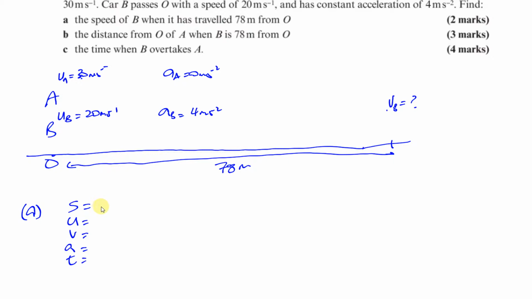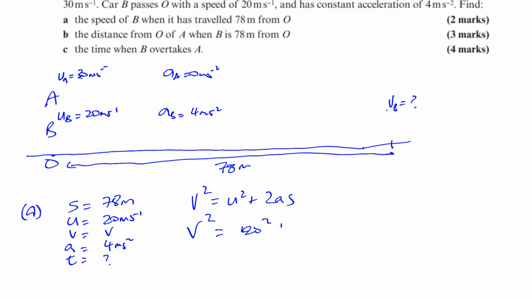So we know that the distance traveled is 78 meters. Its initial speed is 20 meters per second. Its final speed is what we have to find. The acceleration is 4 meters per second squared, and the time we don't know. However, I think that's enough for us. We see V, U, A, and S: V squared equals U squared plus 2AS. So V squared is equal to U squared, which is 20 squared, plus 2 times 4 times 78. Okay, so V is going to be the square root of all of that.